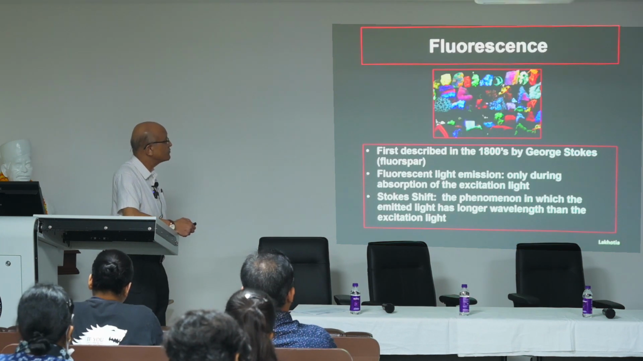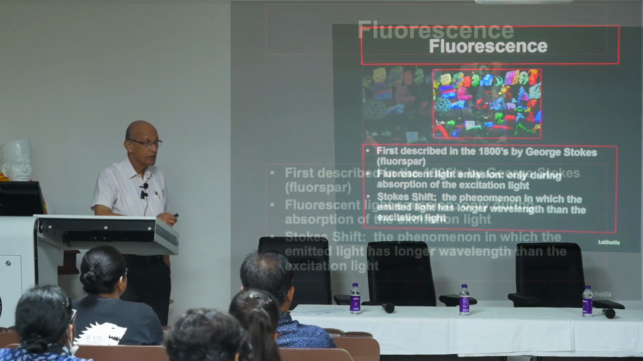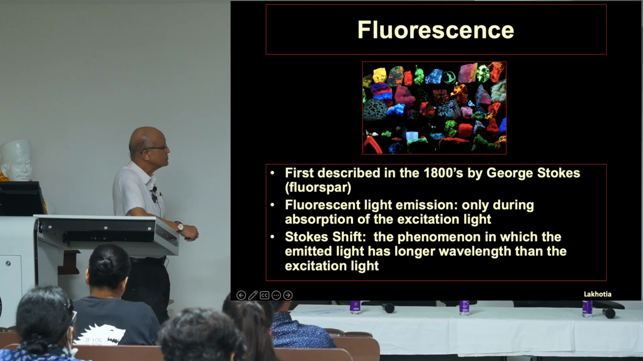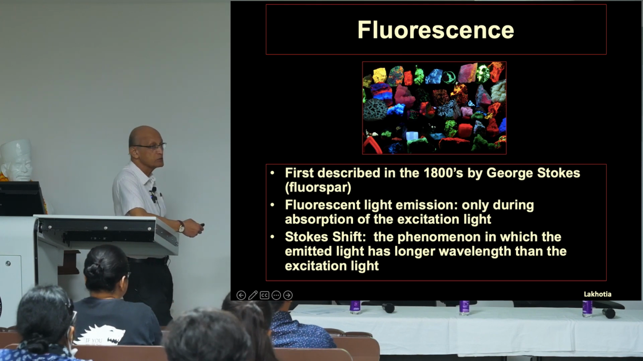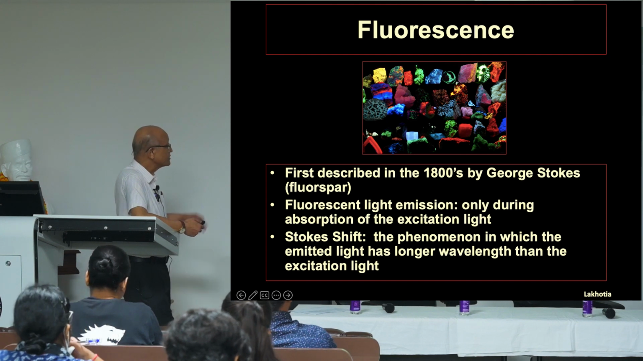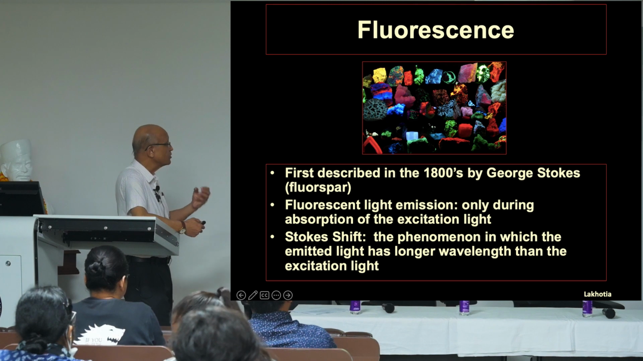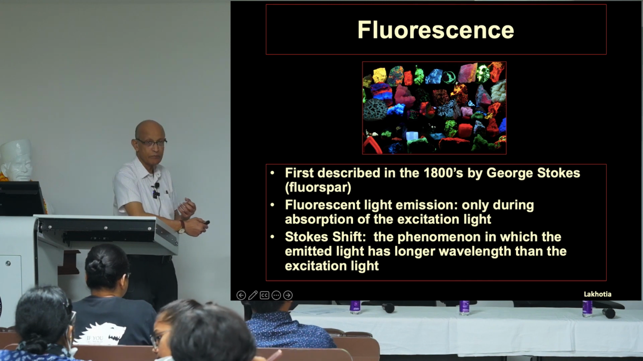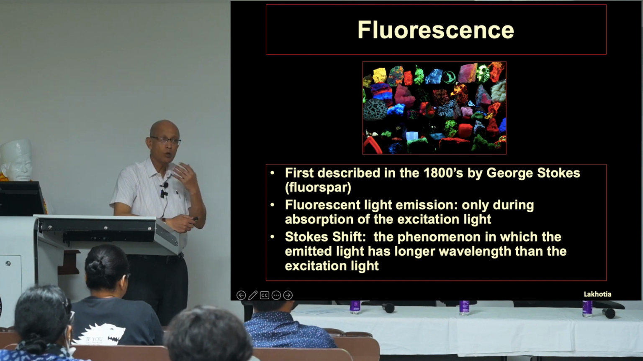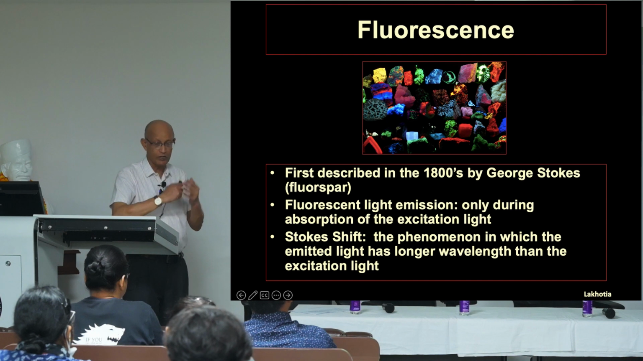Then fluorescence lies at the root of confocal microscopy. This phenomenon was discovered in the 1800s by George Stokes using fluorspar, one of the minerals. And the phenomenon is that fluorescent light is emitted only during absorption of excitation light. And the fluorescent light that comes out has a longer wavelength than the light that is falling on it.